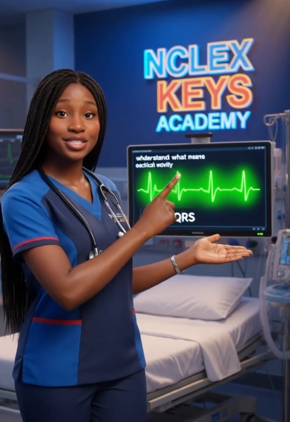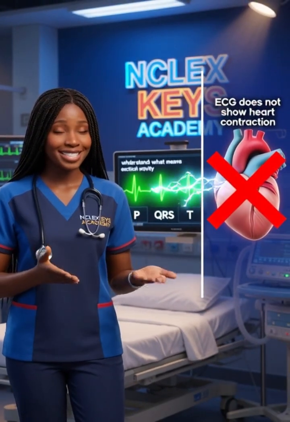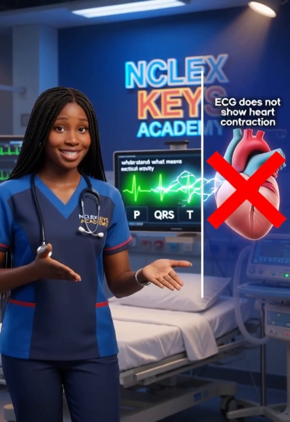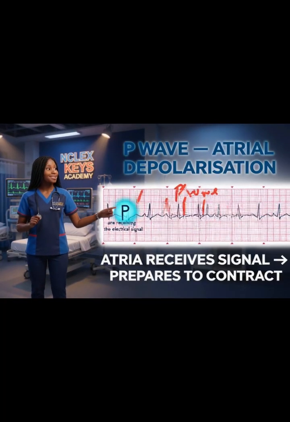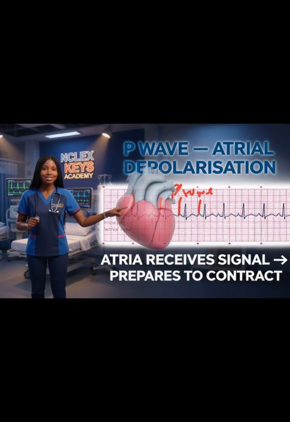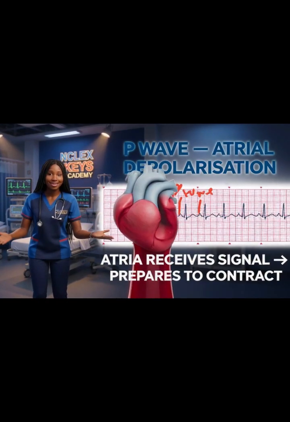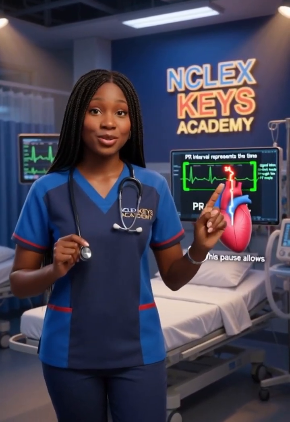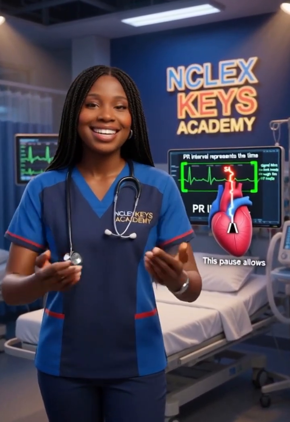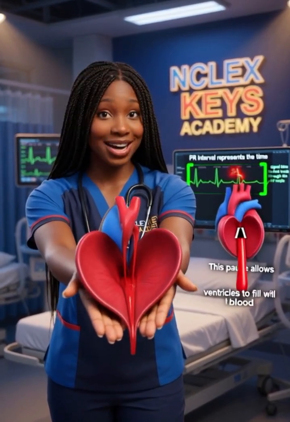Now let us understand what each wave on the ECG actually means. Remember, the ECG does not show heart contraction. It shows the electrical activity that produces contraction. The P wave represents atrial depolarization. This means the atria are receiving the electrical signal and are preparing to contract and push blood into the ventricles. The PR interval represents the time the electrical signal takes to travel from the SA node through the AV node. This pause allows the ventricles to fill with blood before they contract.